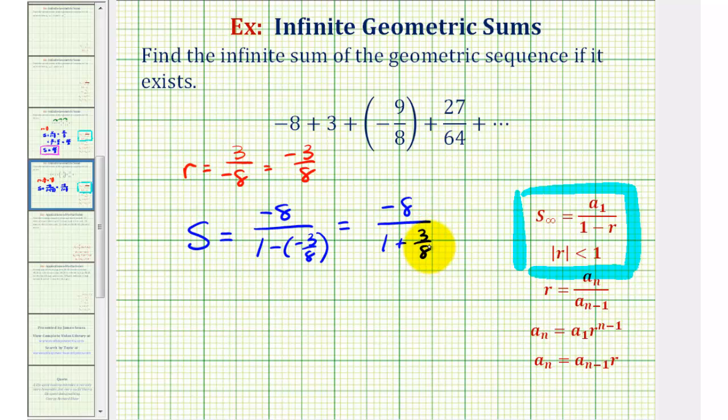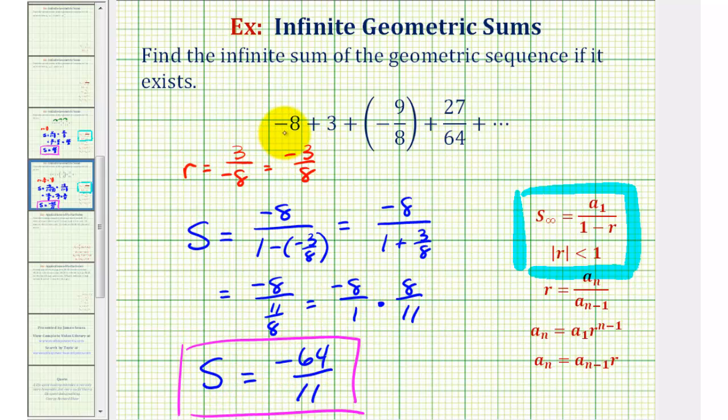Well, 1 is the same as 8/8. 8/8 plus 3/8 is 11/8. So you have negative 8 divided by 11/8, which is the same as negative 8 over 1 times the reciprocal of 11/8, or 8/11. So the infinite sum is equal to negative 64/11.